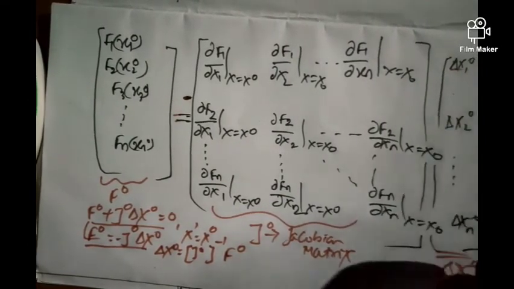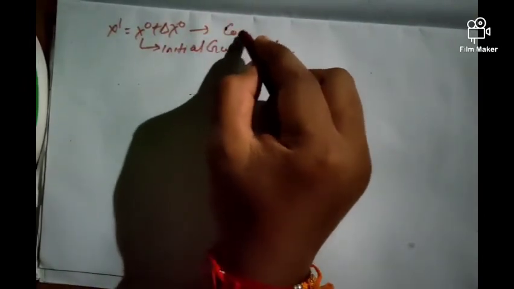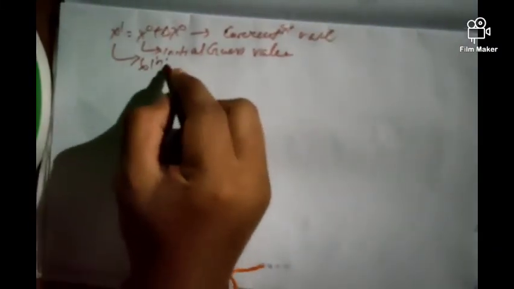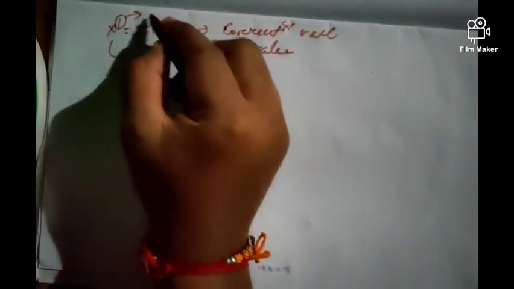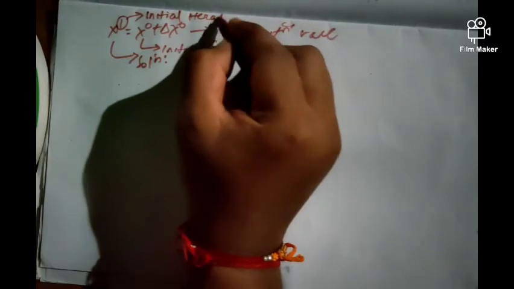To update the value of the desired variable, we can write x1 equal to x0 plus del x0. This is our initial guess value, this is our correction value, and this is our solution for the first iteration, because we are taking 1, that is the first iteration.